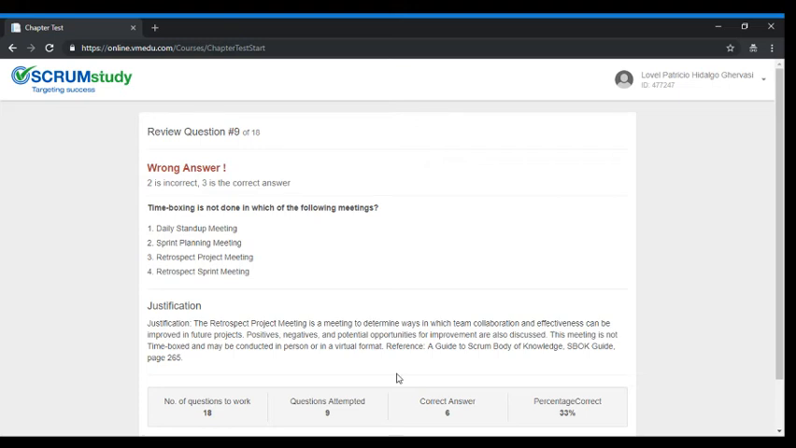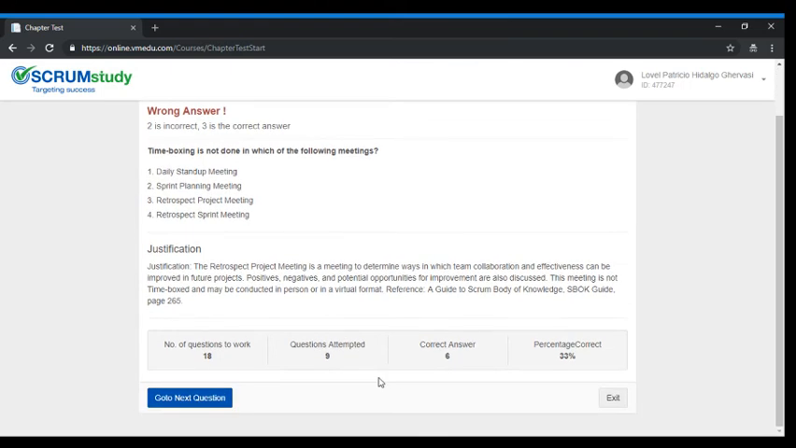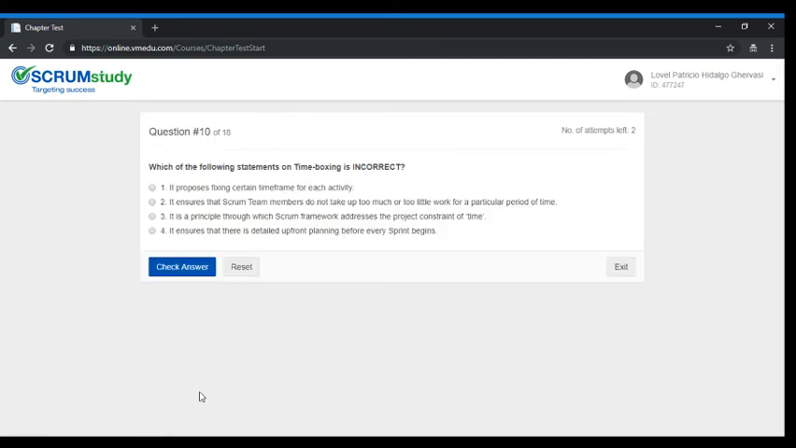Recuerden que las reuniones principales siempre son 2. La retrospectiva del Sprint y la retrospectiva del proyecto. Y aquí está la justificación. La retrospectiva de la reunión del proyecto es una reunión donde se determina ¿De qué maneras el equipo de Scrum se va a comunicar con los stakeholders o los interesados del proyecto?